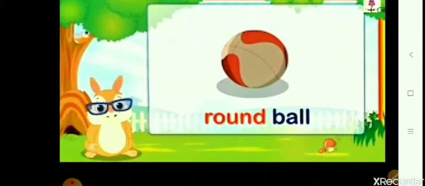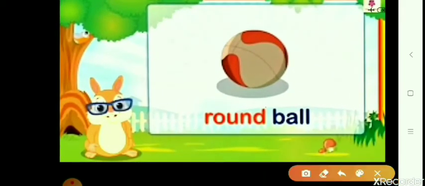Then we have a picture of a ball. And here the describing word is round. How is the ball? Ball is round. So round is the describing word here. Okay. So adjectives describe quality, color, size, shape, and number. Adjective describes quality, color, size, shape, and number.